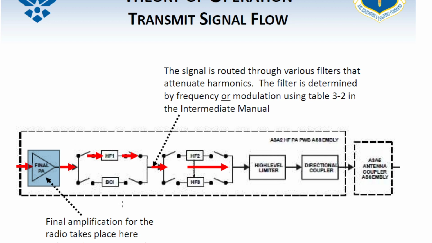So the signal is routed through various filters that attenuate harmonics. The filter is determined by a frequency or modulation using table 3-2 in the intermediate maintenance manual, which I want you guys to go to right now because I'm going to ask you a question. So everybody go to 3-2 in your intermediate maintenance manual. And I would like to know, if I was using a frequency of 22 megahertz, what HF filter band would I be using, 1 through 8? Which one would I be using?